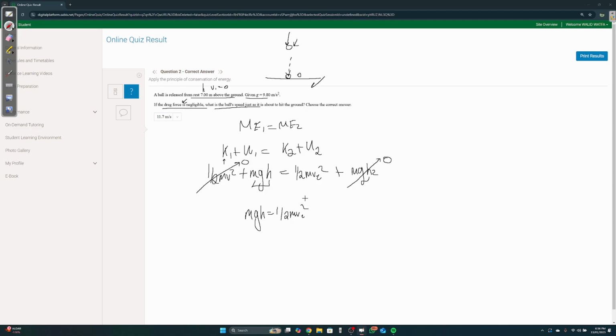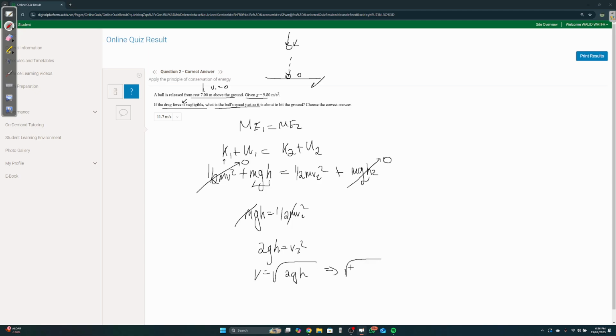mv2 squared. Okay, you can cancel m with m, and you're left with gh equals half v2 squared. Multiply by 2 on both sides to get rid of the half. So you're going to get 2gh is equal to v2 squared. So v is equal to root 2gh.